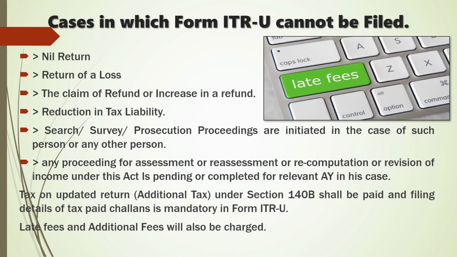Cases in which Form ITR-U cannot be filed. 1. Nil return. A nil return is an income tax return filed specifically to declare to the Income Tax Department that no amount has been paid as taxes in the respective financial year. This happens only when the income is below the exemption limit or when a rebate reduces the tax liability to 0. 2. Return of a loss.